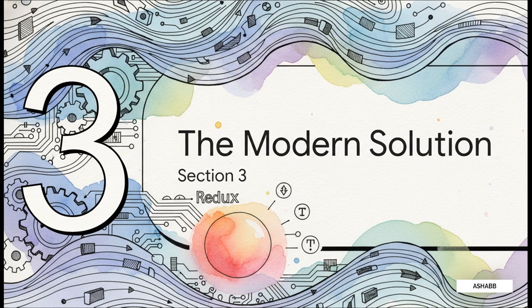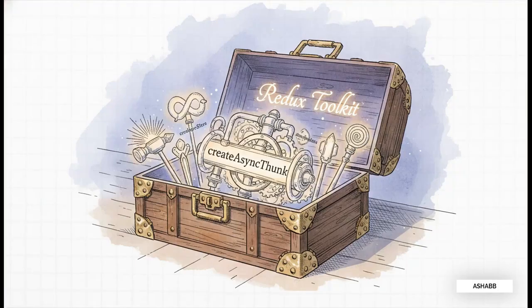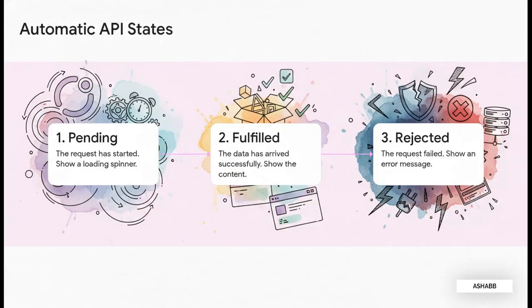And that brings us to the modern solution, Redux Toolkit. Seriously, if you're working in a modern React app, you should absolutely be using Redux Toolkit. And tucked inside that toolkit is this beautiful little helper called createAsyncThunk. It basically handles all the boring setup for you and gives you this clean, powerful way to manage your async logic. And the best part about createAsyncThunk is that it just gets it.